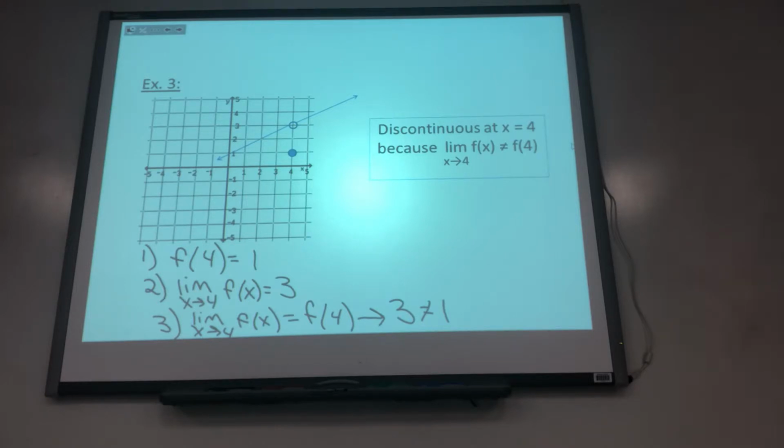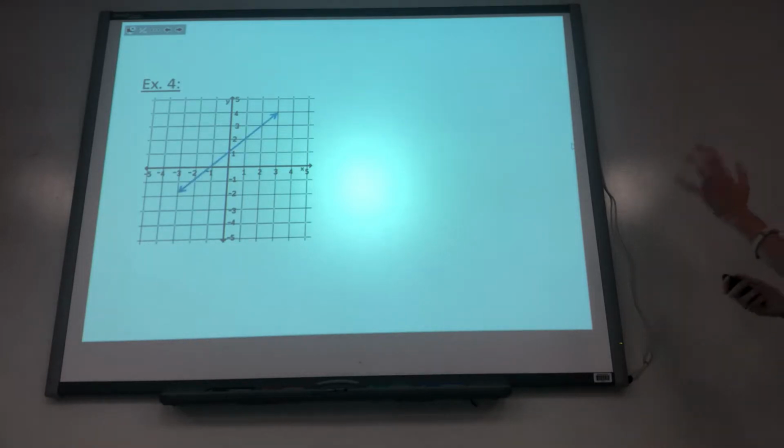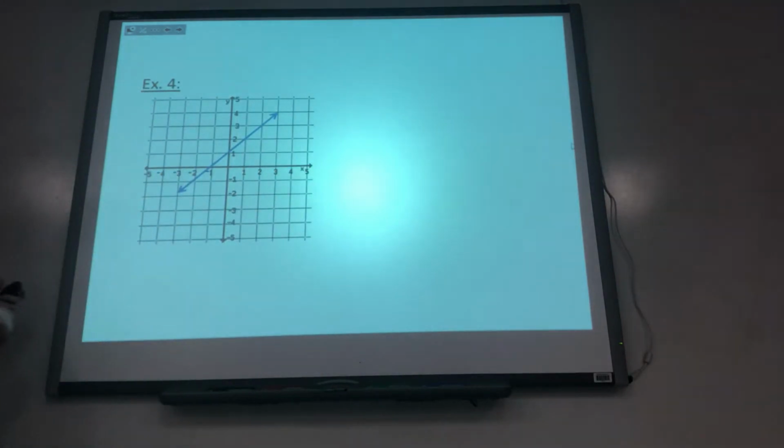Checking these conditions. We're going to do one more of these, and then I'm going to change the directions for the last few graphs that you have. We'll talk about one-sided limits after this one. But here's number 4. Okay, it's just a line. There's no holes. There's no asymptotes. There's no weird breaks in the graph.